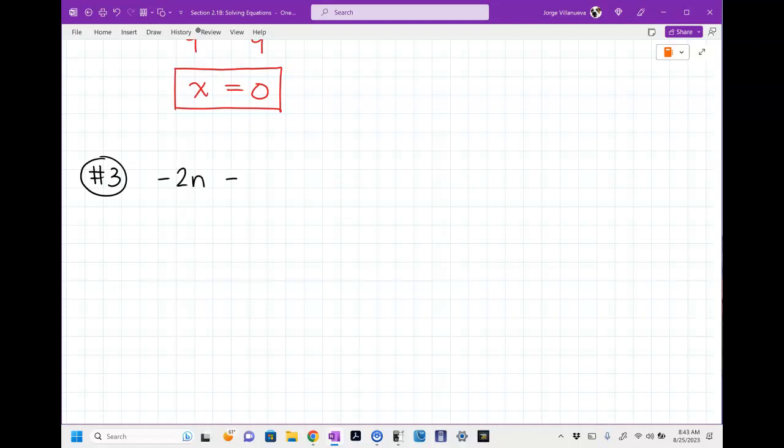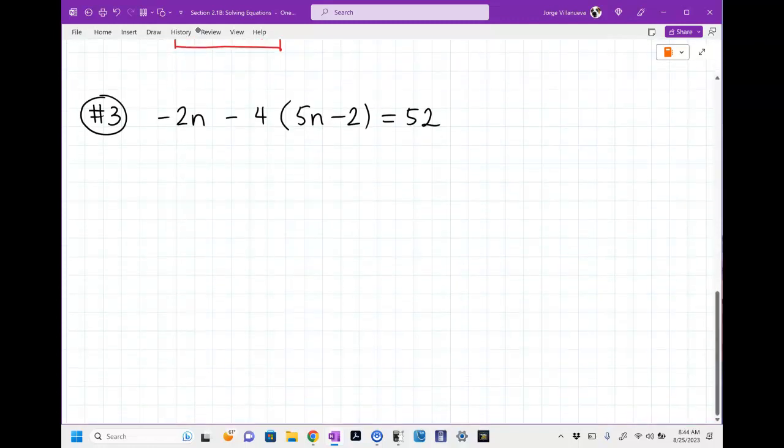Negative 2n minus 4 times 5n minus 2 is equal to 52. And again, on numbers, this is number 5 from your homework, and number 6 will be very similar. But you can see how they're changing it up. So for us, the first thing we're going to want to do is what? Yeah, we're going to do the multiplication, right? Distribute it over. All right, so we are going to distribute, okay?